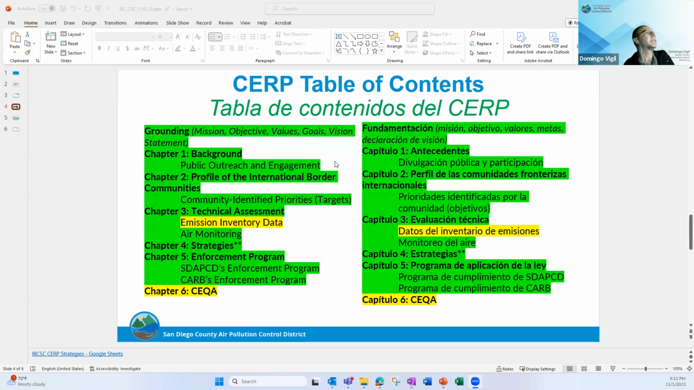CEQA stands for California Environmental Quality Act. And this chapter basically is a determination from our agency, from the San Diego APCD, of how this document conforms with the CEQA law in California, or how it might be exempt from any of the provisions of CEQA. It's a relatively brief chapter, only a page and a half, and it just goes over background on what CEQA is, what that law entails, what the requirements are for that law, what we're looking for in our SERP as a whole, to make sure that we either conform to the law or that we're exempt from it.